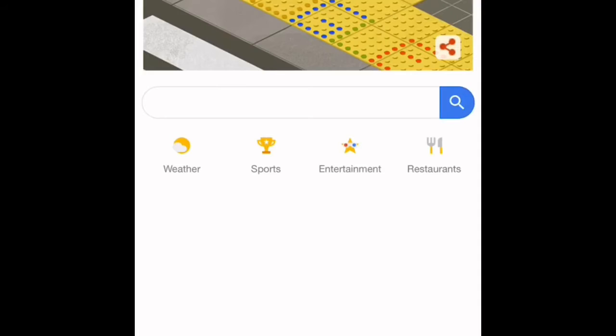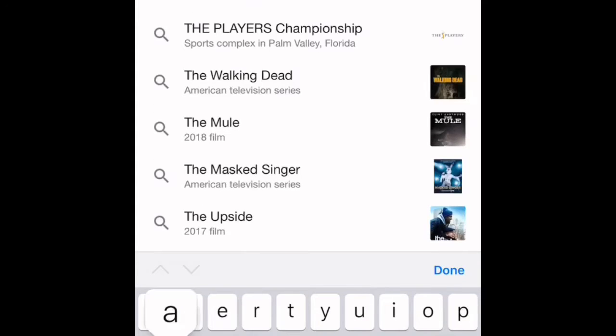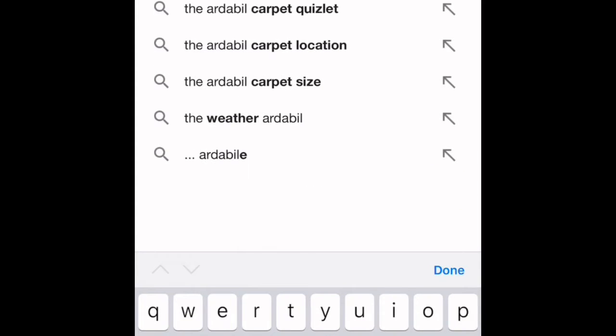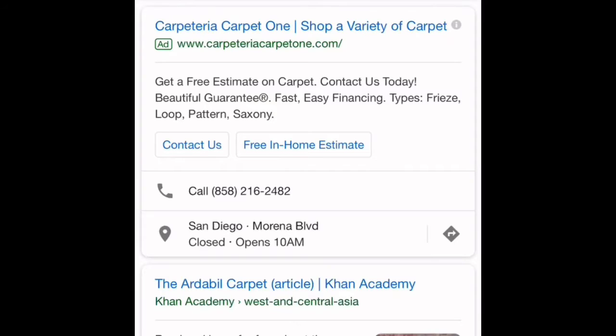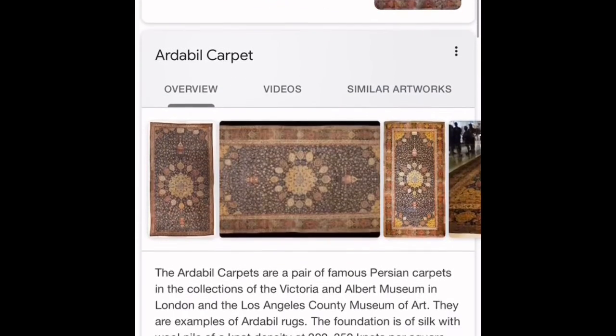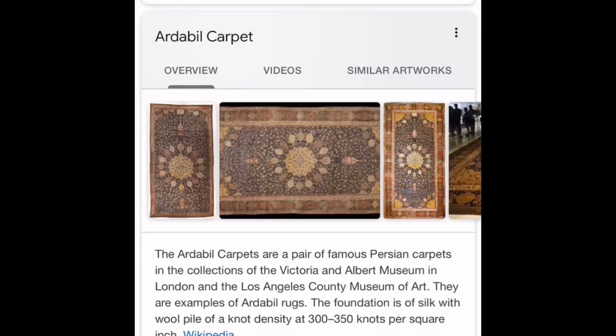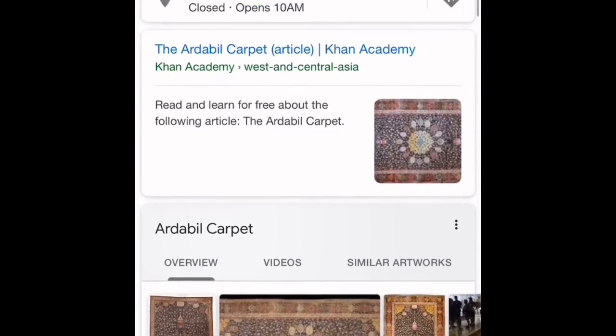So the first image is the Ardabil carpet, image 191, and this was made during the Safavid dynasty in Iran in 1539 to 1540 CE, and it is around 34 feet by 17 feet, so this is massive. And it was made of expensive silks and wools.